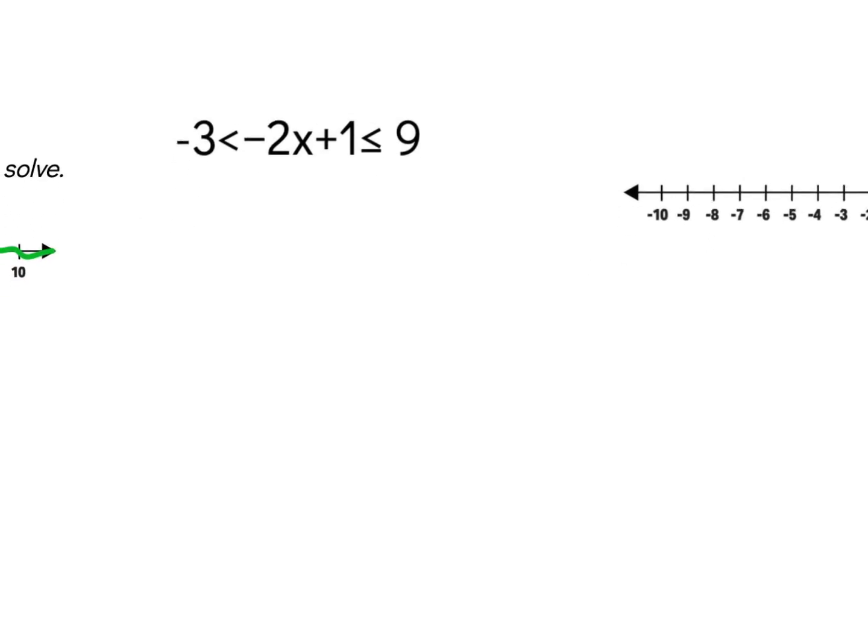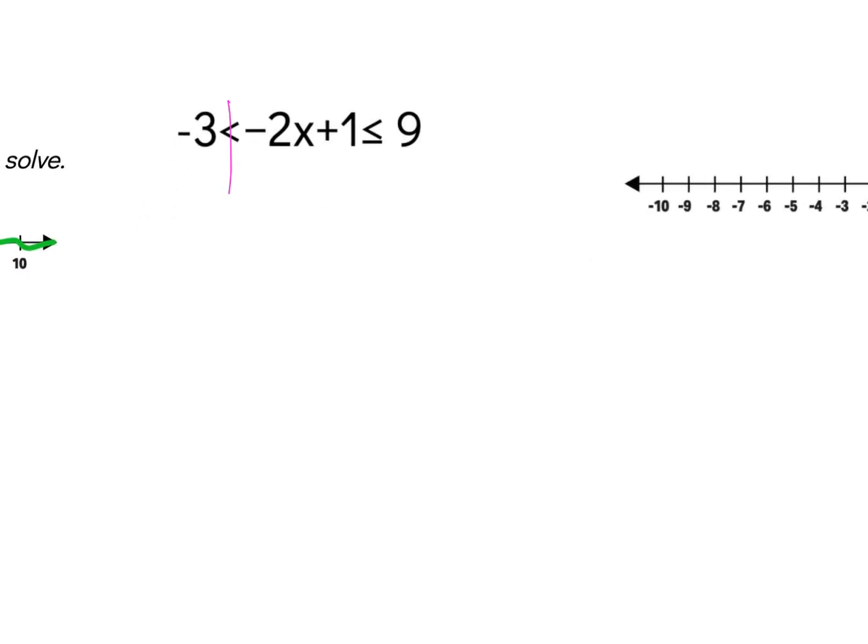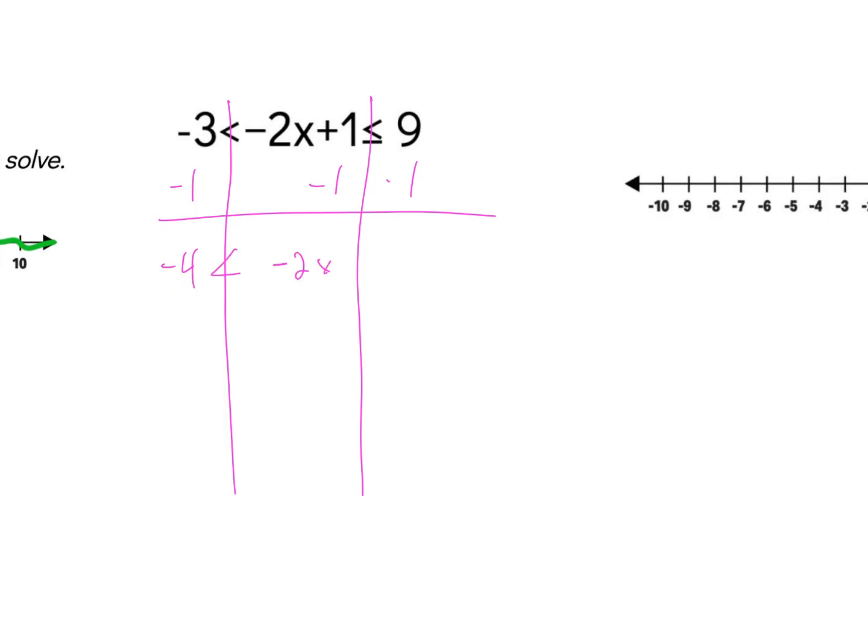All right. So I'm going to do it right now. I'm going to leave it all as one. And then in a second, I will split them up. So I'm going to subtract 1, subtract 1. And I get negative 4 is less than negative 2x is less than or equal to 8. I'm going to divide by negative 2. And I get 2 and x and negative 4.